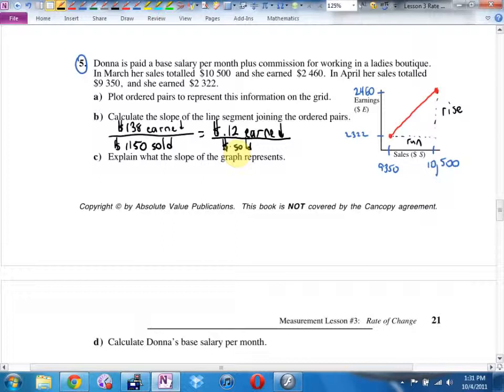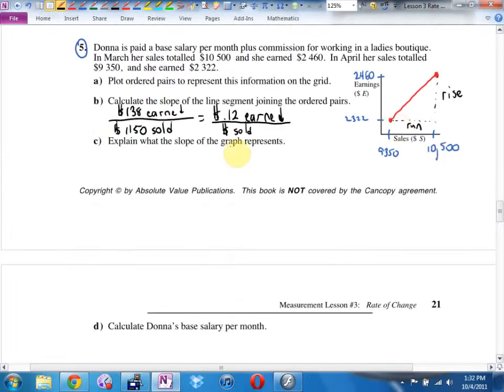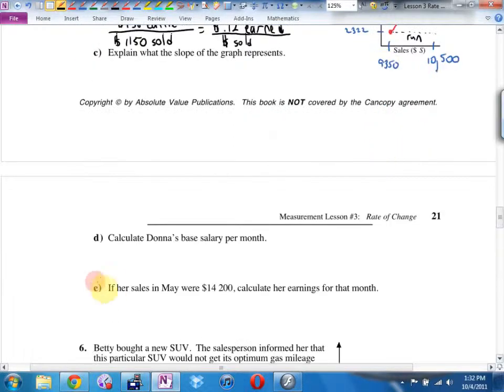Is that okay? So part B, explain what the slope of the graph represents. It's her commission. 12% commission. Now, part D and E. Devin, her base salary is how much she earns if she sells nothing. That would be the y-intercept if you extended the line. And we could calculate that. I'm going to say, forget it for now. And then E, once we have the equation, this is actually some Physics 11, once you have the equation, if you plug that in for the amount of sales, you can calculate the earnings by using y equals mx plus b. I'm not going to worry about that.